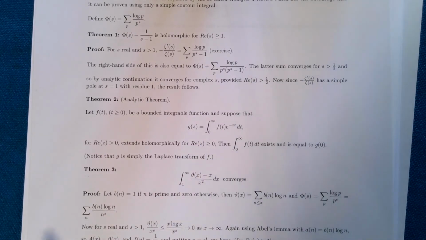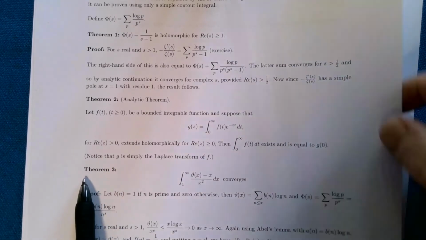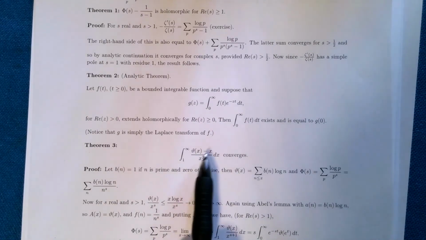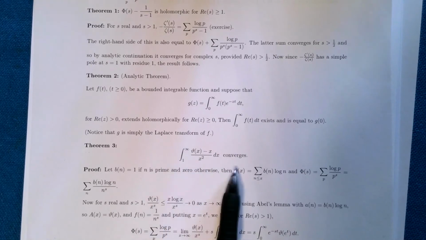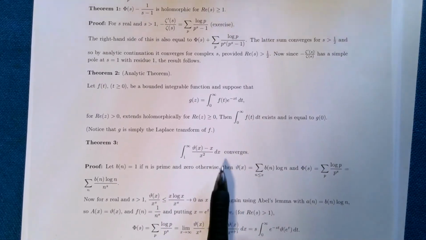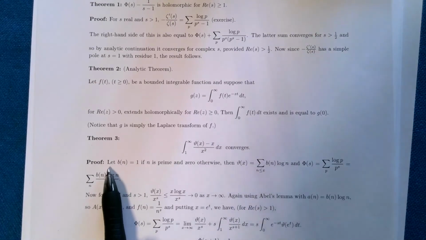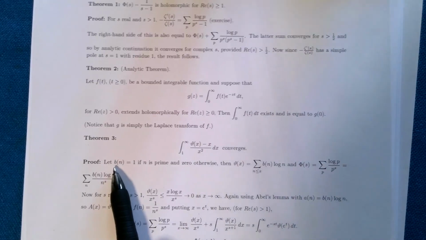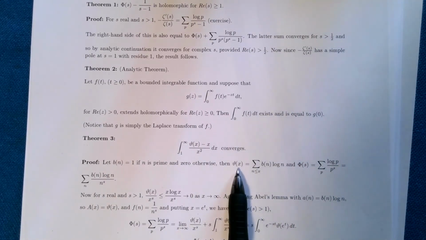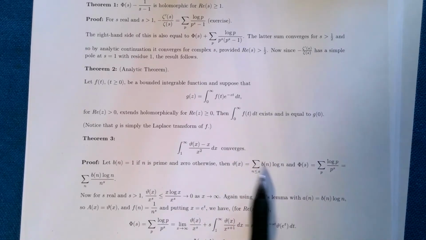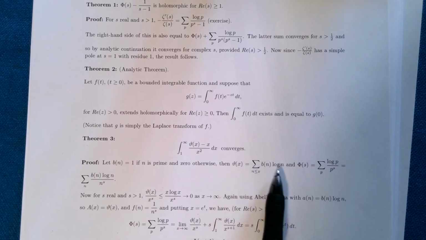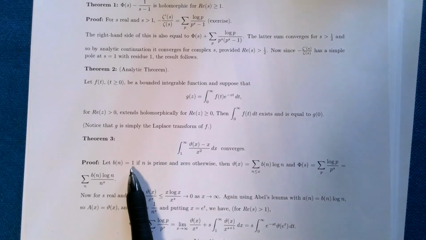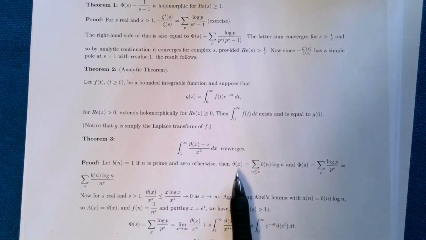So Theorem 3 then is where the hard bit of it comes. This integral of theta of x minus x on x squared, as you go from 1 to infinity, this integral converges. So the idea of this, again, we take b of n to be 1 if n is a prime and 0 otherwise, so this b is just a prime counter again, we've seen these before, and theta of x then can be written like this, because remember theta of x was the sum of the log of the primes less or equal to x, and if b n simply picks out the primes giving a 1, then clearly these are equal.